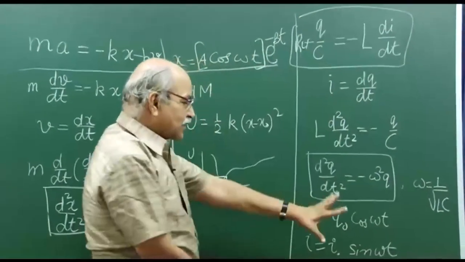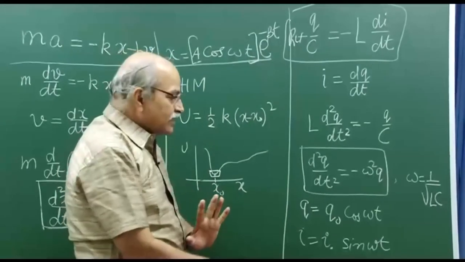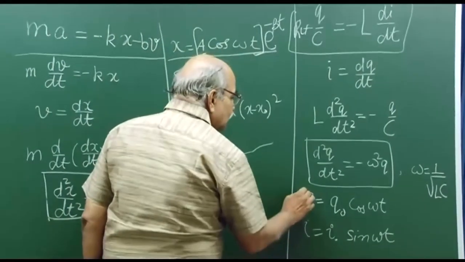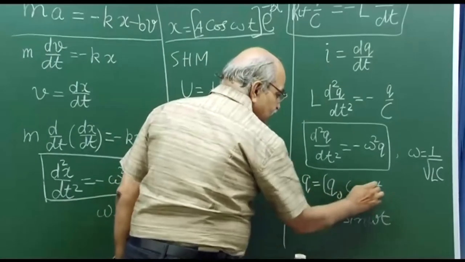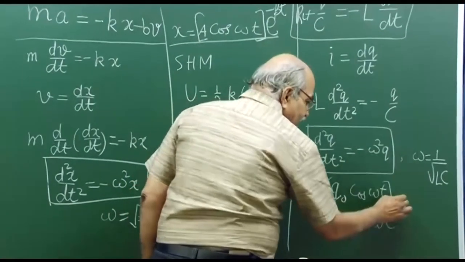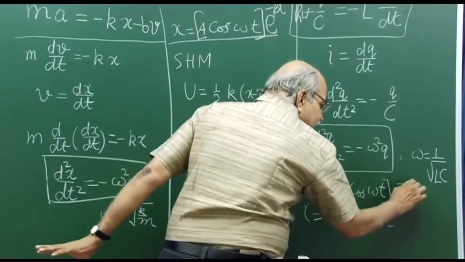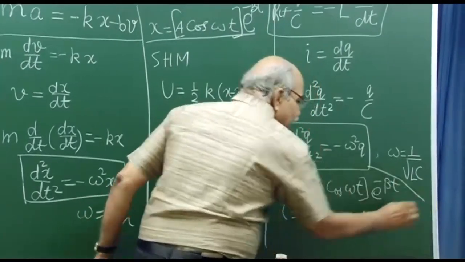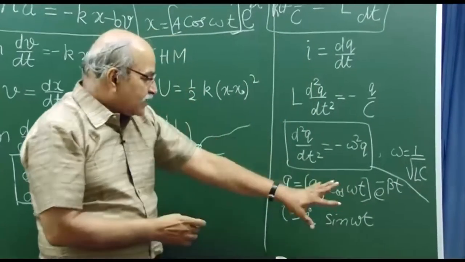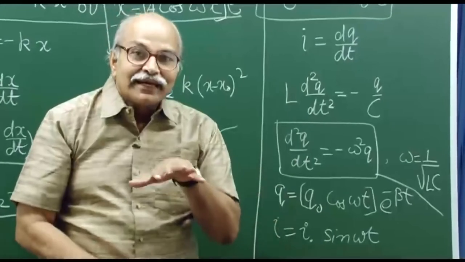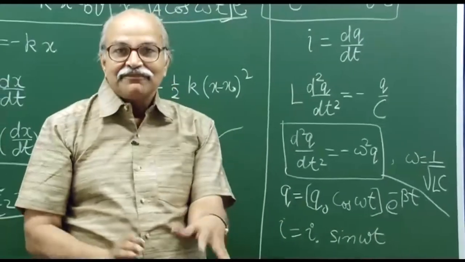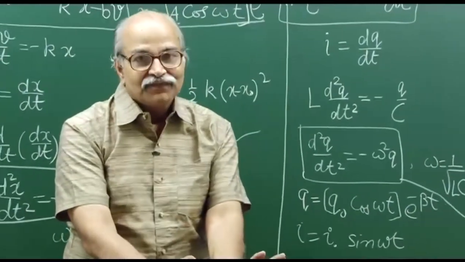Then again your equation will change and you will have some Q equal to Q naught cos omega t and some e to the power minus beta t or like that. So, the charge and hence the current will gradually damp out and finally it will be all zero.